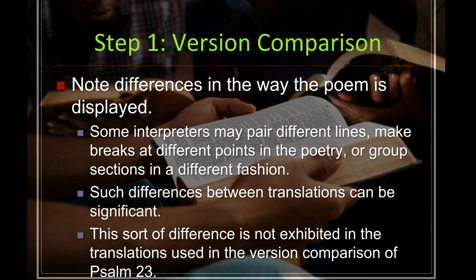Next, note the differences in the way the poem is displayed. Some interpreters may pair different lines, make breaks at different points in the poetry, or group sections in a different fashion. Such differences between translations can be significant. This sort of difference is not exhibited in the translation used in the version comparison of Psalm 23, so we won't go into it further here.